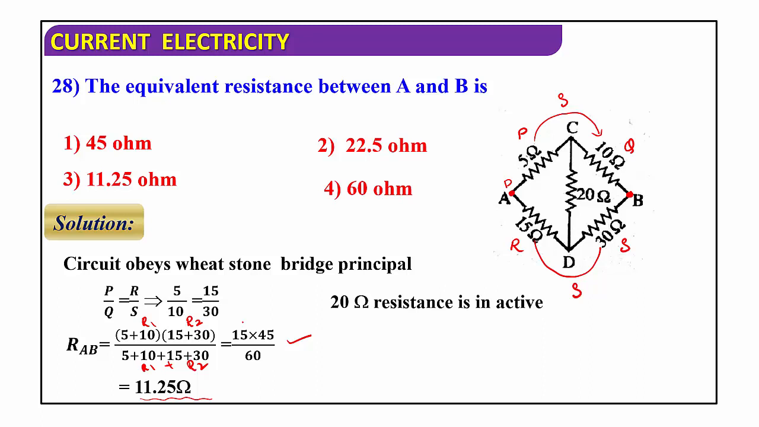So here remember, the 20 ohm resistor, you can observe, is the resistance of the galvanometer. When the bridge is balanced, the current through the galvanometer is 0. So we consider it as inactive. So the third option is the right answer.